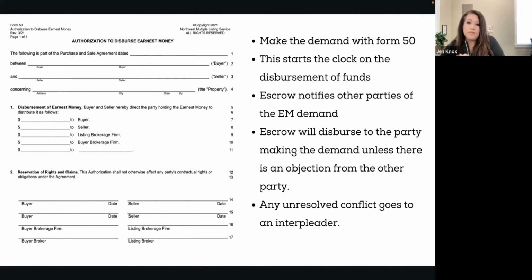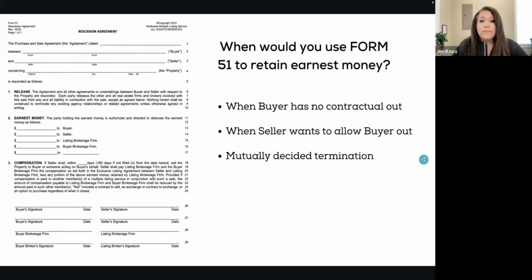Escrow will disperse to the party making the demand unless there is an objection, although they do need to also have an absolute agreement by the end of their 20 days. So make sure if your client is the one demanding the earnest money that you get this form in as quickly as possible, hopefully working out all the kinks before the 20 days is over.